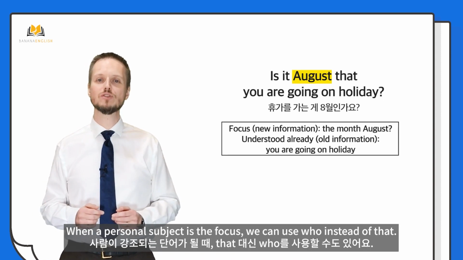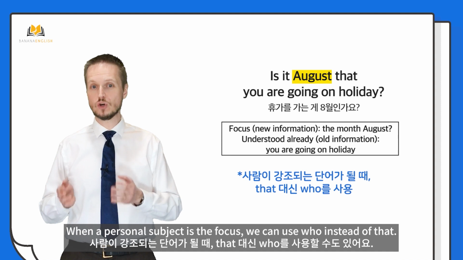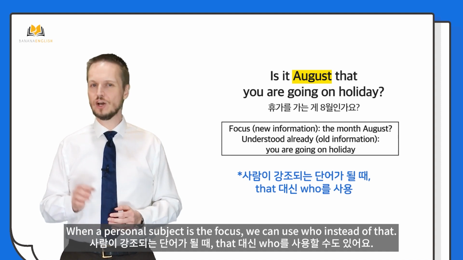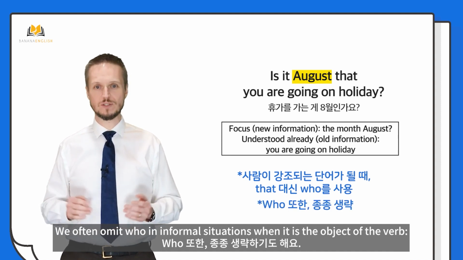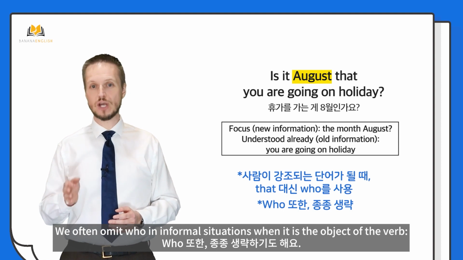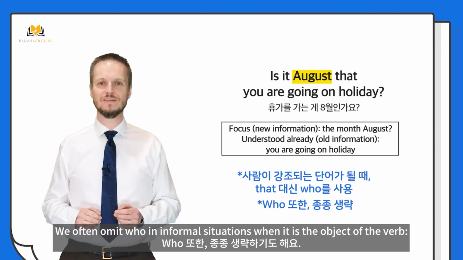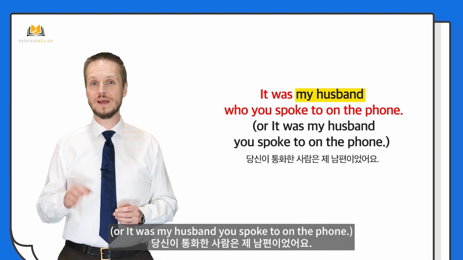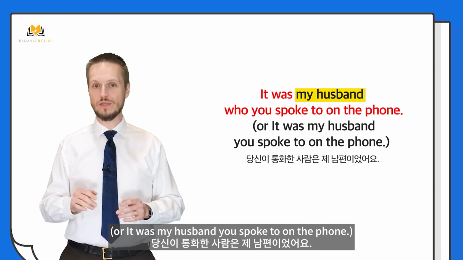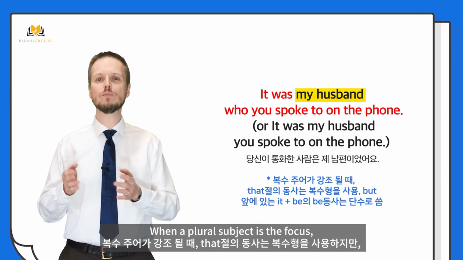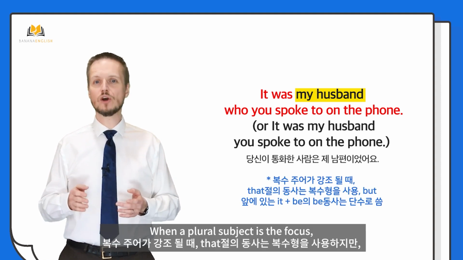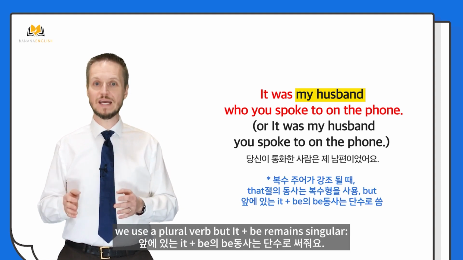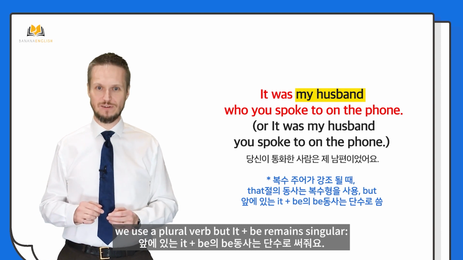When a personal subject is the focus, we can use who instead of that. We often omit who in informal situations when it is the object of the verb. It was my husband who you spoke to on the phone, or it was my husband you spoke to on the phone. When a plural subject is the focus, we use a plural verb, but it plus be remains singular.